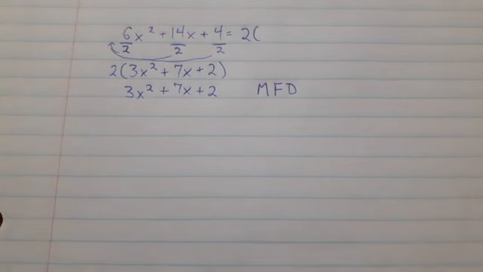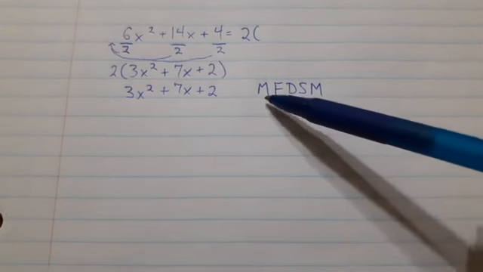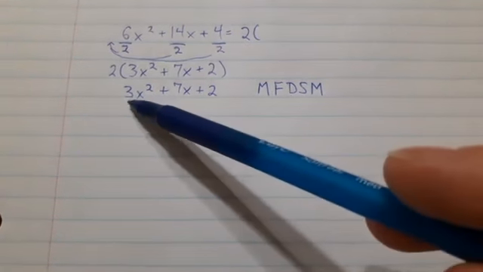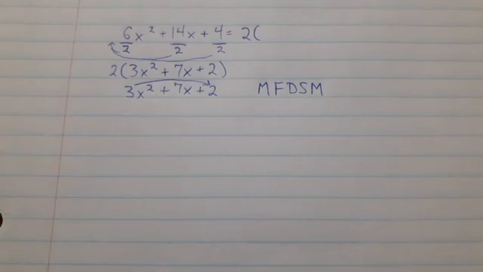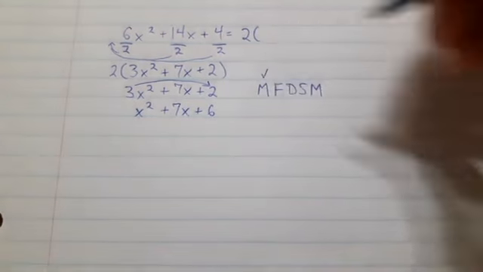Most frogs don't say much. M is multiply, so we multiply our lead coefficient of 3 by the third term of 2. That makes our new trinomial x squared plus 7x plus 6. Multiplying is all done, so we can check that off.